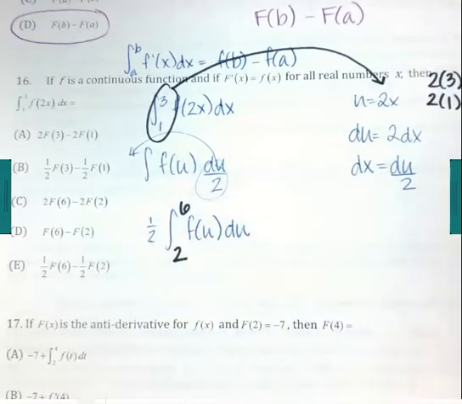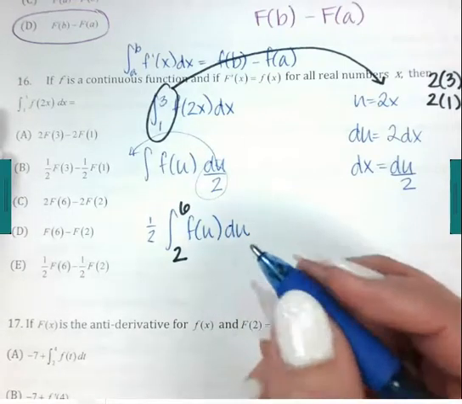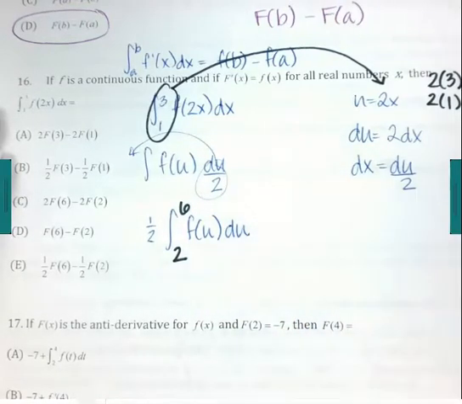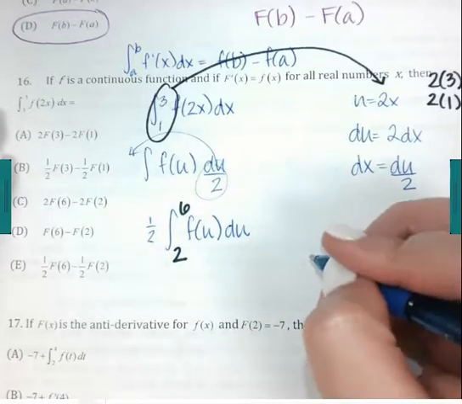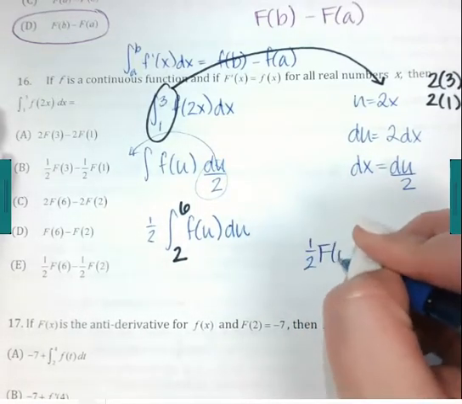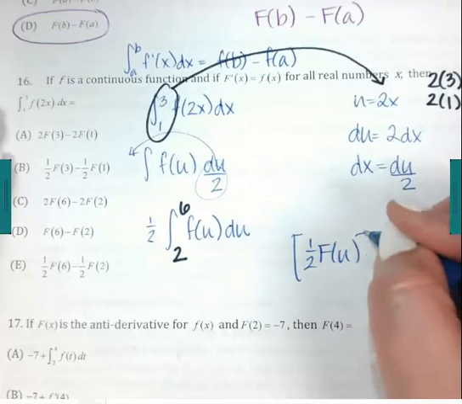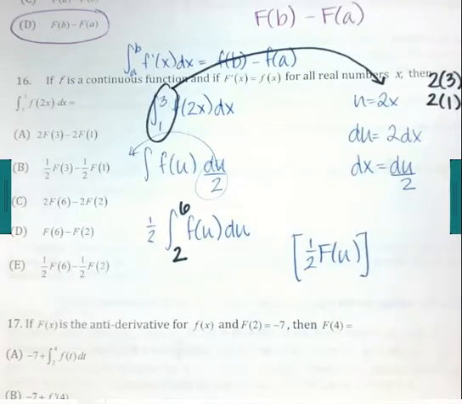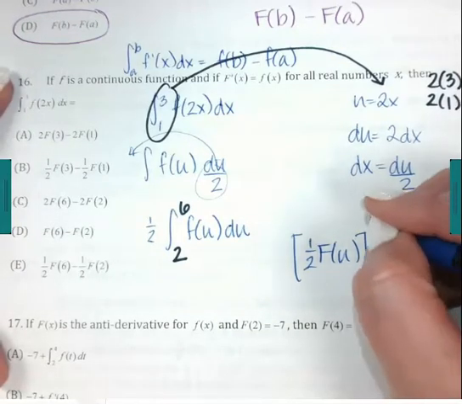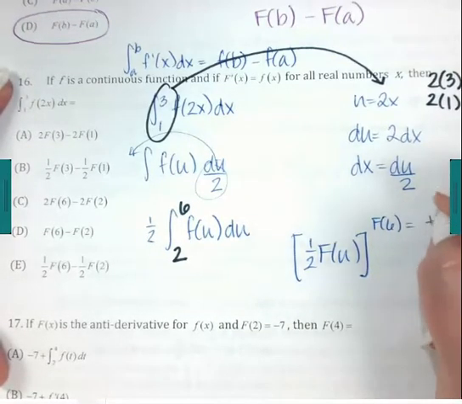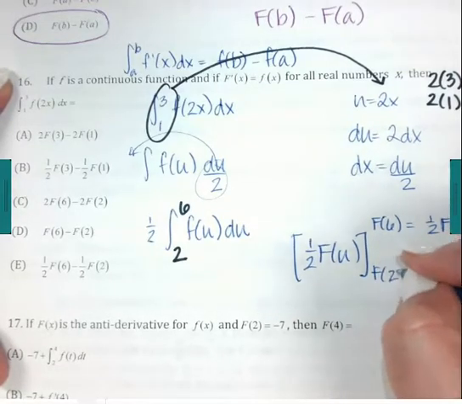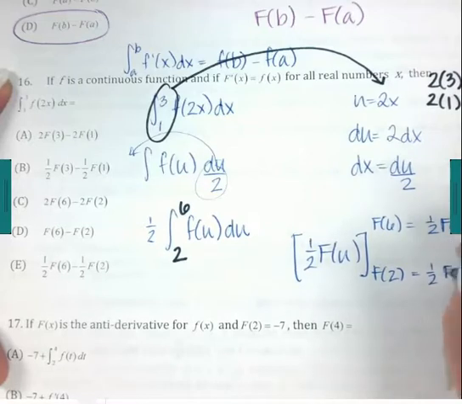2. What's the antiderivative of lowercase f? Capital F. And then what do I do with my endpoints? I'll plug in 6, I'll plug in 2, then I'll subtract. So take a look at your answers. If I plug in capital F of 6, I have a half F of 6. If I plug in capital F of 2, I have a half F of 2.